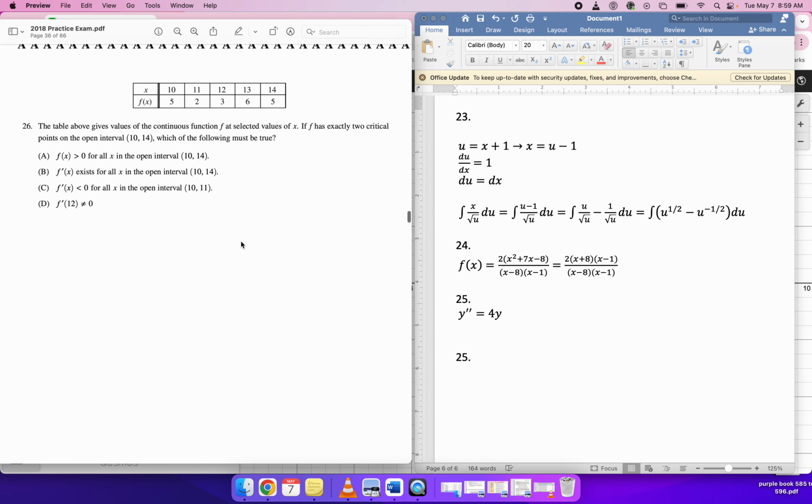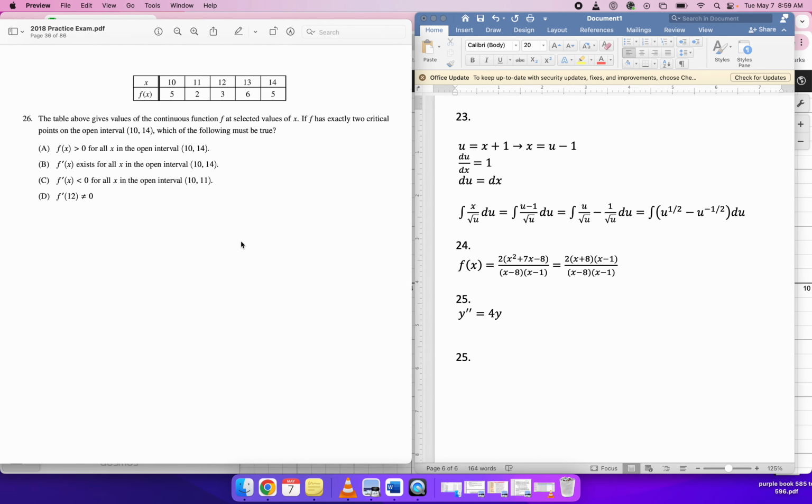26, the table above gives values of the continuous function f at selected values of x. If f has exactly 2 critical points on the open interval 10 to 14, which of the following must be true? So I know that f is continuous. I know that f has exactly 2 critical points on this interval. Which of the following must be true?